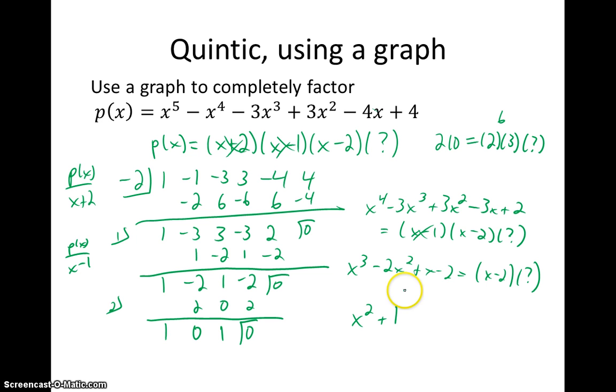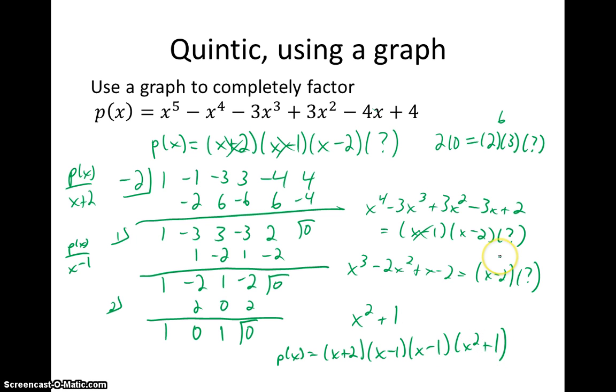So my complete factorization is P of x is equal to x to the fifth minus x to the fourth. Oh, excuse me. What am I doing? I want the factors. So it's x plus 2 times x minus 1 times x minus 2. I'm just taking these from our graph. And now we have this x squared plus 1.